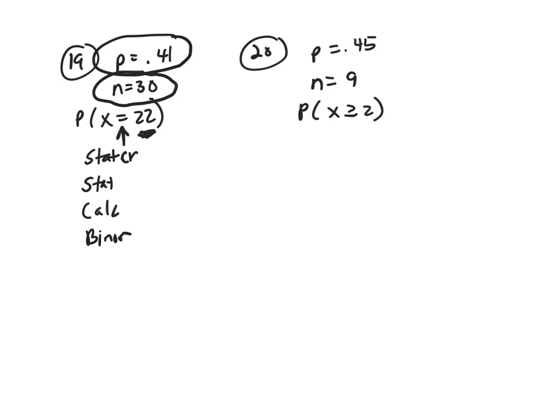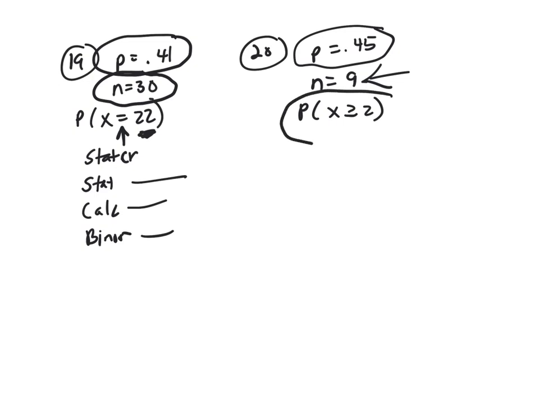So you go to StatCrunch, you go to Stat, Calculators, Binomial, enter in your P, enter in your N, and then make that bottom line look like that. Choose greater than or equal to, enter in the 2, and then press compute.